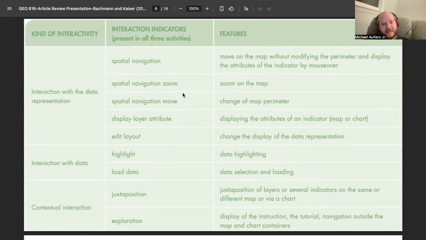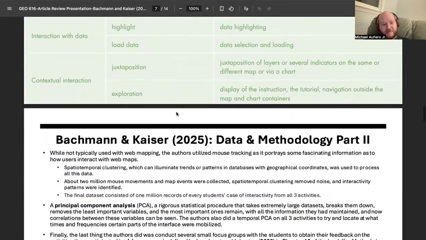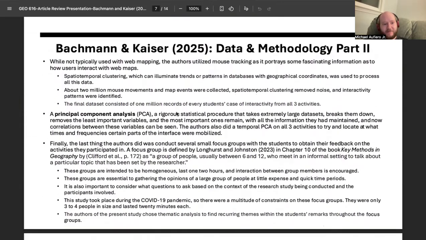So that's what this is, the interaction indicators and the types of interactivity they associate with. All right, data and methodology part 2. This is where it gets complicated. While not typically used with web mapping, the authors utilize mouse tracking as it portrays some fascinating information.